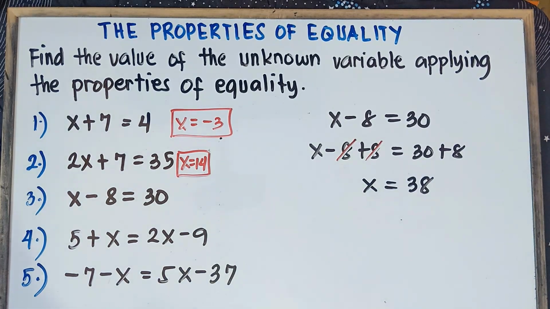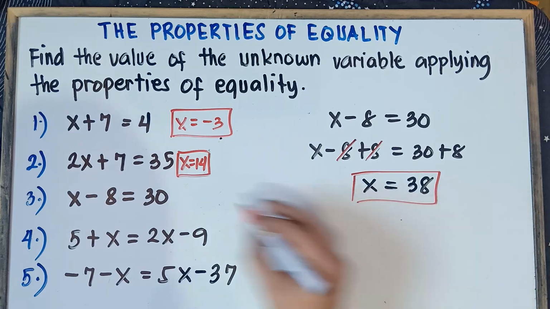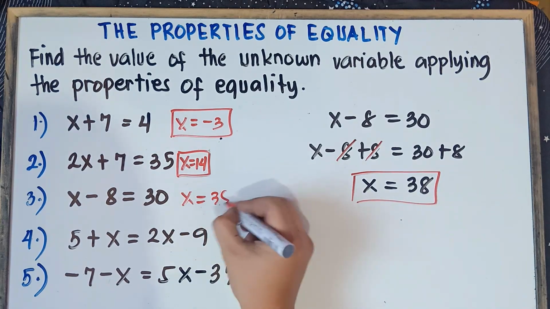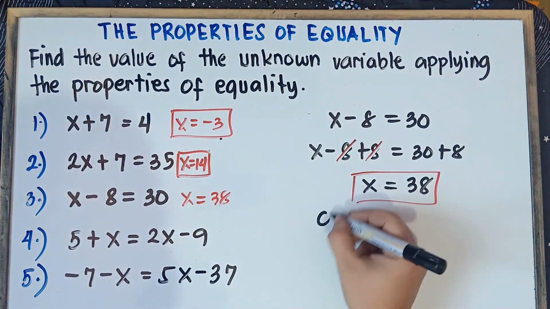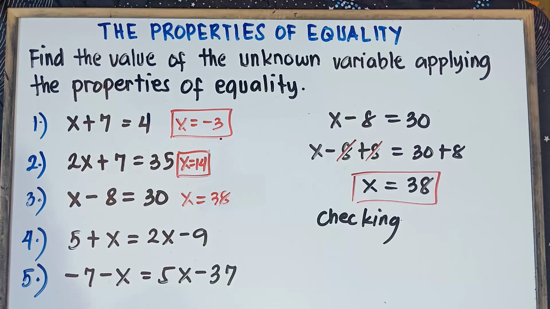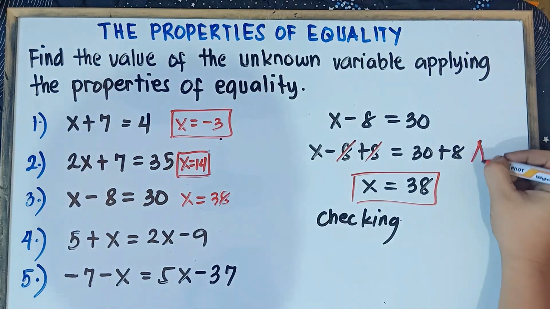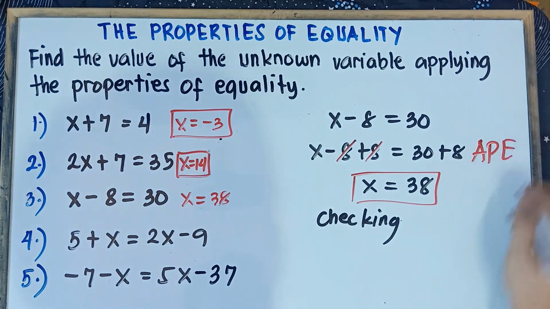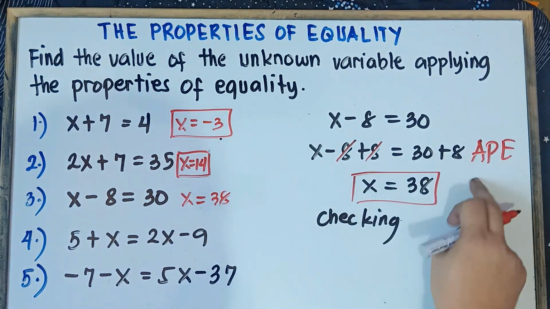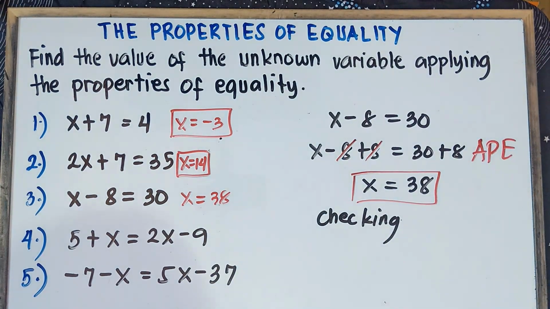That's it, class. That's the answer with regards to example number 3. Therefore, our x is equal to 38. So let's have our checking. Alright, so therefore, we apply the property of equality. What would be the property, class? That's correct. That would be addition property of equality, because we add both sides by 8. So let's have our checking.